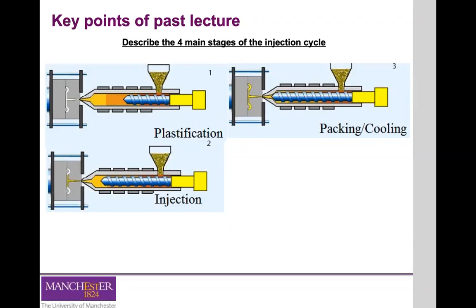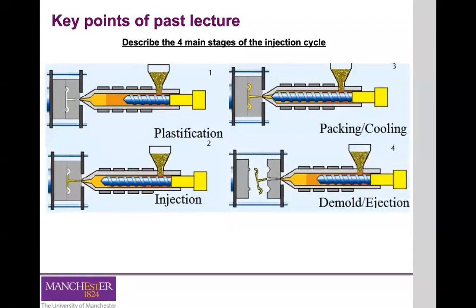Once those gaps that originated because of the shrinkage of the material are completely filled and the material is solidified, then we have the demold or ejection stage. At this stage, two things happen. The first one is the relief of the pressure, the packing pressure. And this is originated by the movement of the screw to its original position.